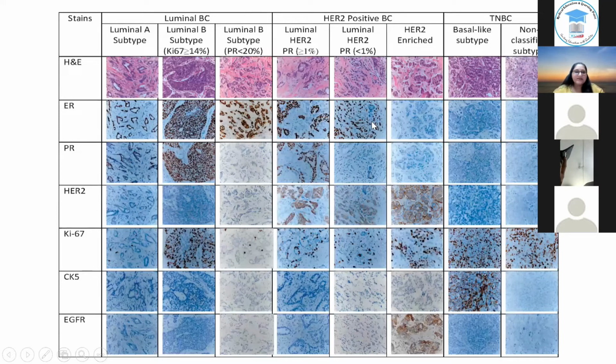So this is another presentation of molecular classification of breast cancer, luminal type A, B. These are the surrogate markers like ER, PR, HER2/neu, what we routinely do. We do Ki67 as well, CK5/6 and EGFR. So if we do all these 6 surrogate IHC markers, we can classify breast cancers into these molecular subtypes. That is luminal A, luminal B having 2 categories, HER2 positive, and TNBC, the basal-like subtype.